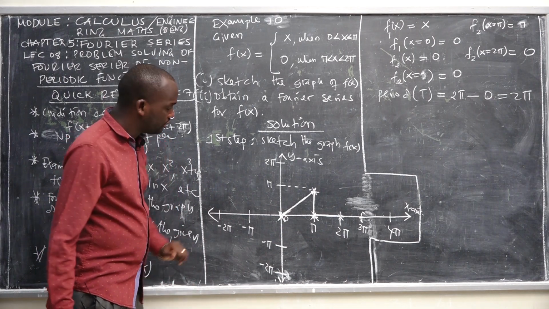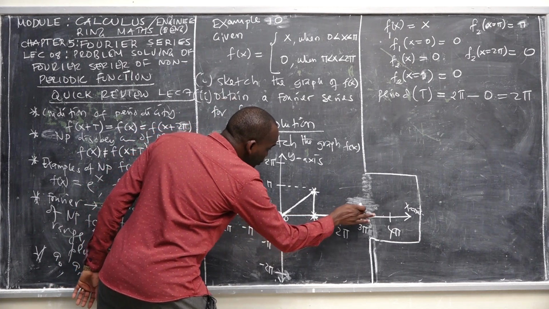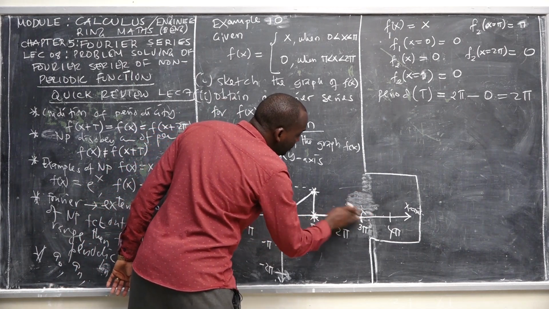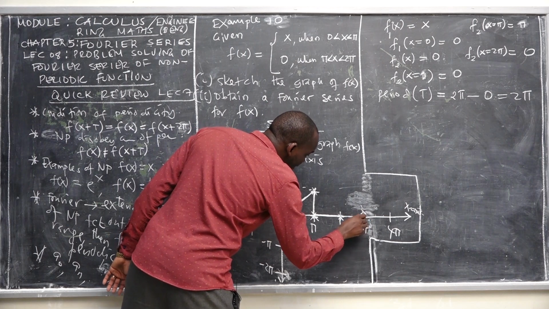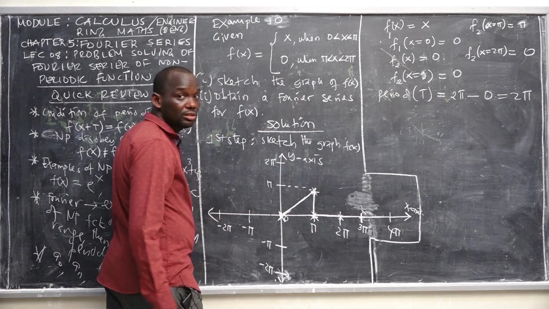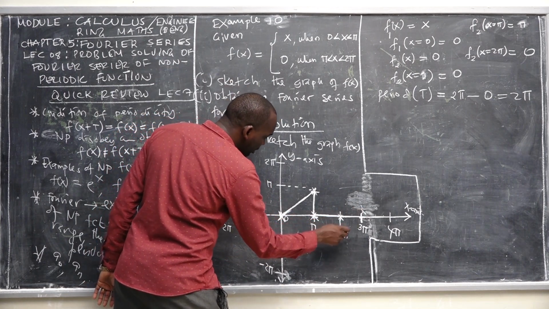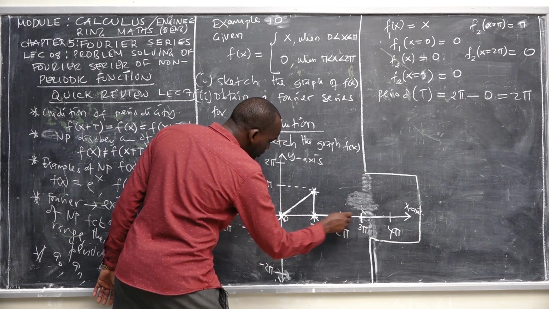Okay? So listen. How do we extend? This is our new starting point. We are going to make another complete oscillation. So how? From here to here, it is 0 to pi. So 2 pi to 3 pi, the distance is pi.